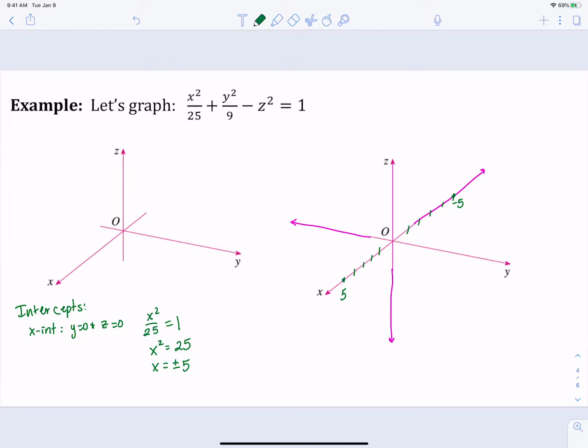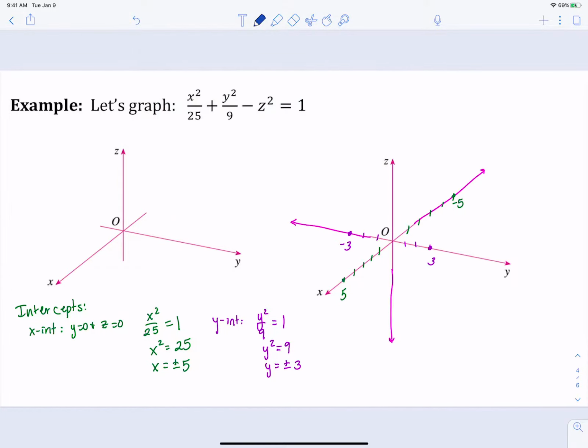We can find our y-intercept exactly the same way, except that x and z are going to be 0. So we get y squared is equal to 9, so y is equal to plus or minus 3. Again, that gives us a couple of points here. What's nice about this is that while we're not going to get a huge number of points on this graphic, and we're just going to get a general sketch and an idea of what this is doing, this gives us some grounding points to help figure out what the shape's going to look like.